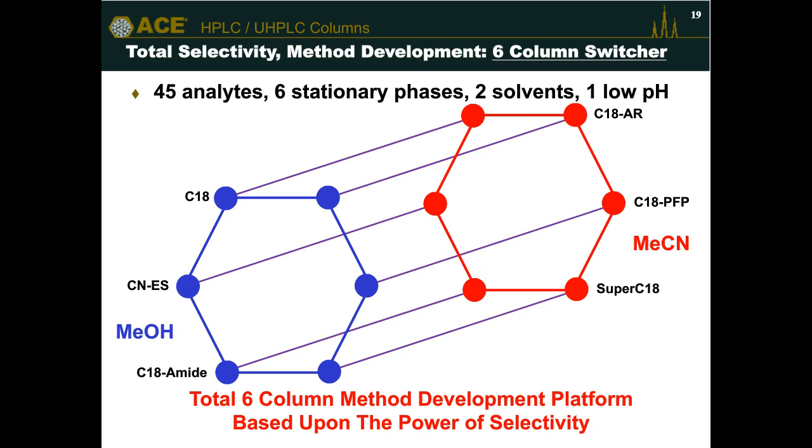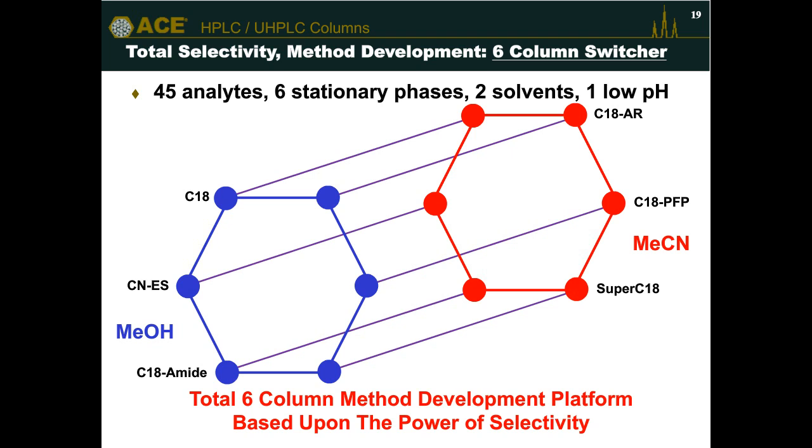So we actually have a 6 column, 2 solvent, normally 1 low acidic pH screen as our standard platform for all method development that we do. And this is our standard approach, our semi-automated screening protocol that we use for method development. And of course, this is based on selectivity. We're using the power of the column chemistry with the 2 different properties of the 2 organic solvents to help us resolve our compounds from each other.